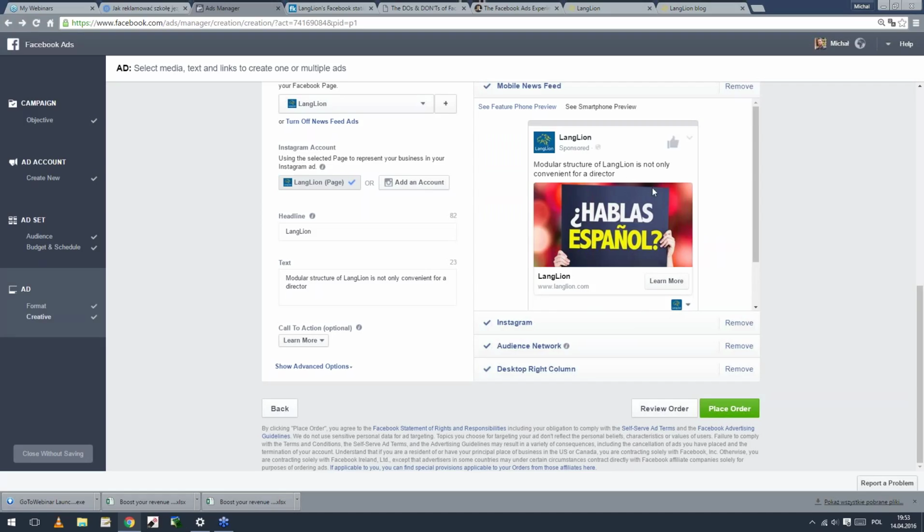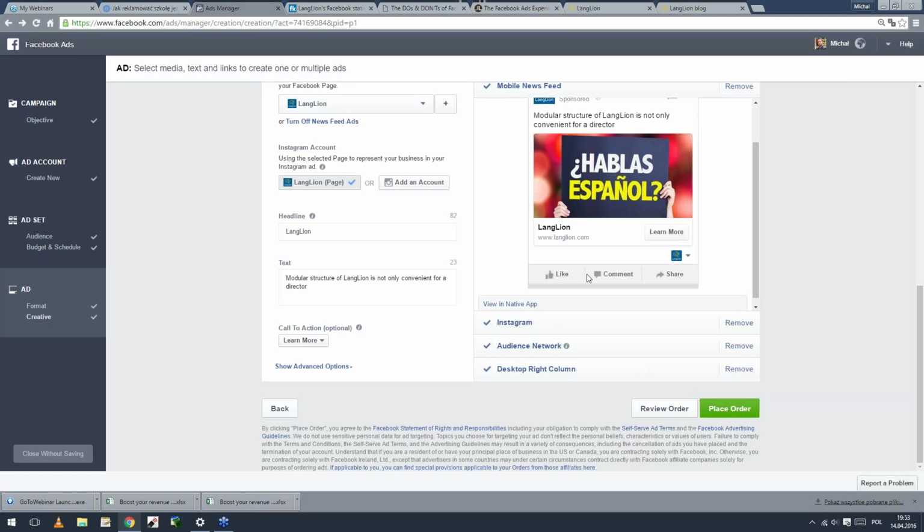Also, I recommend you see how your advertisement will look on the mobile phone, because people are using mobiles and tablets a lot. So think about the responsiveness of your ad. So it should be like this.